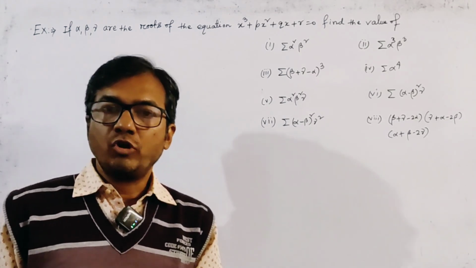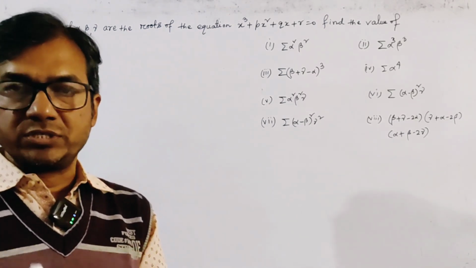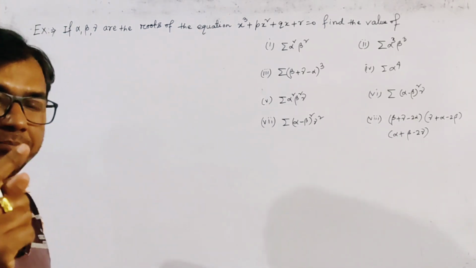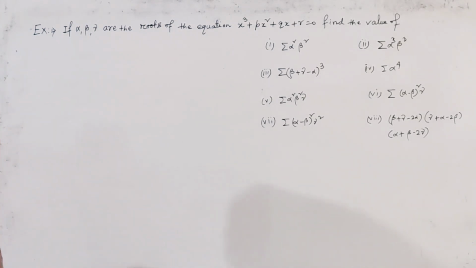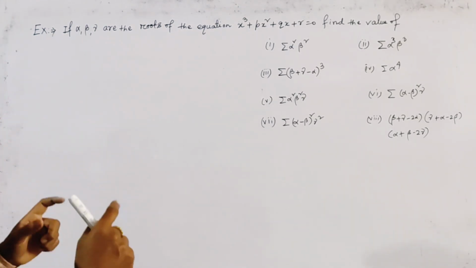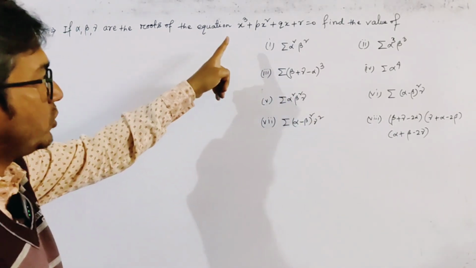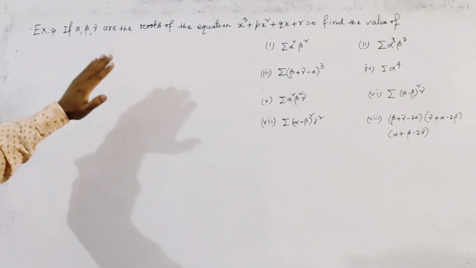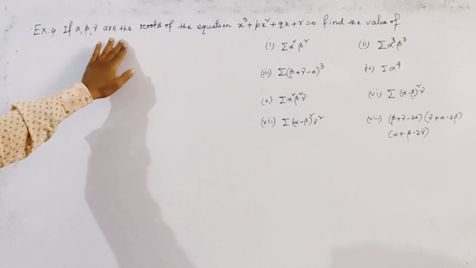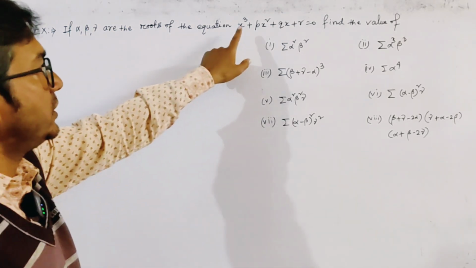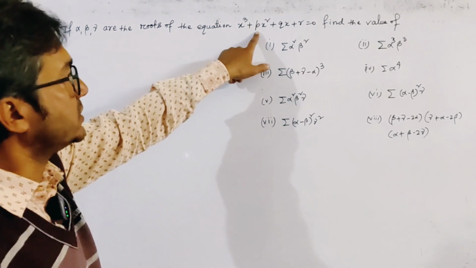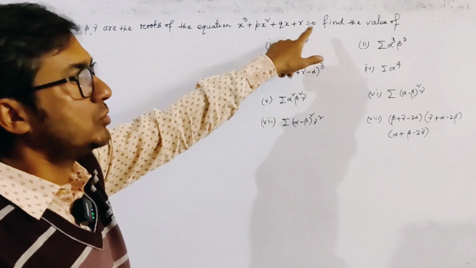Today's problem from theory of equation is based on the relation between roots and coefficients. The problem has a total of 8 parts. We have to find the value of 8 expressions, and it is given that alpha, beta, gamma are the roots of the equation x cube plus px square plus qx plus r equals 0.